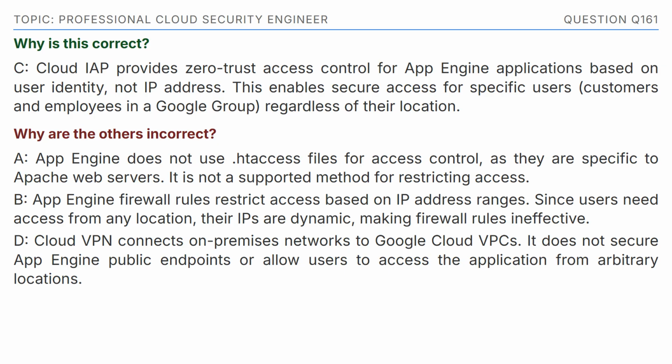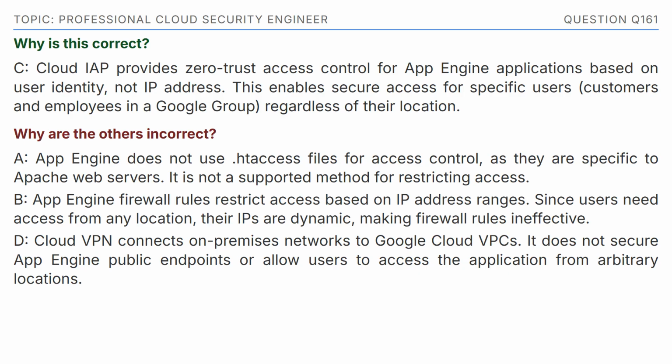C. Cloud IAP provides zero-trust access control for App Engine applications based on user identity, not IP address. This enables secure access for specific users, customers and employees in a Google group, regardless of their location. Why are the others incorrect?